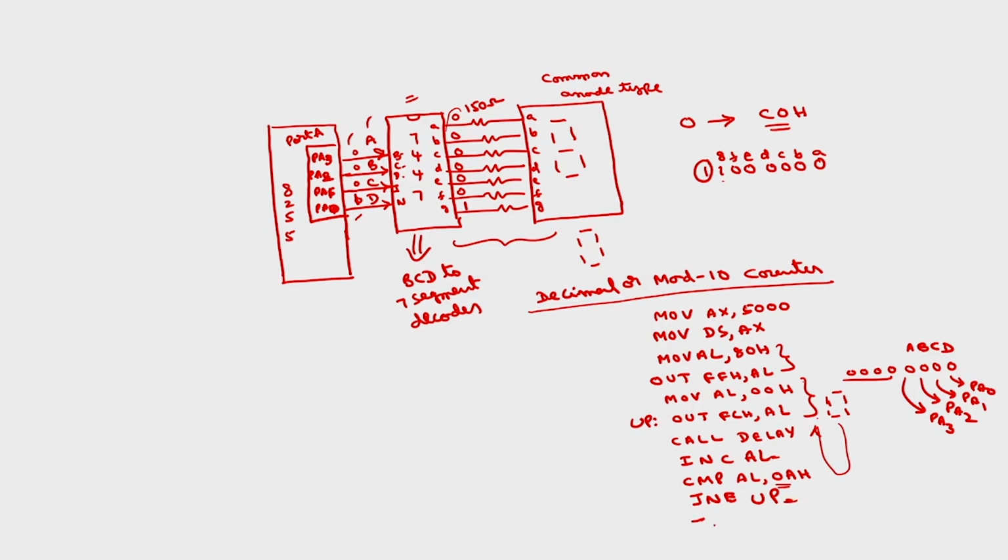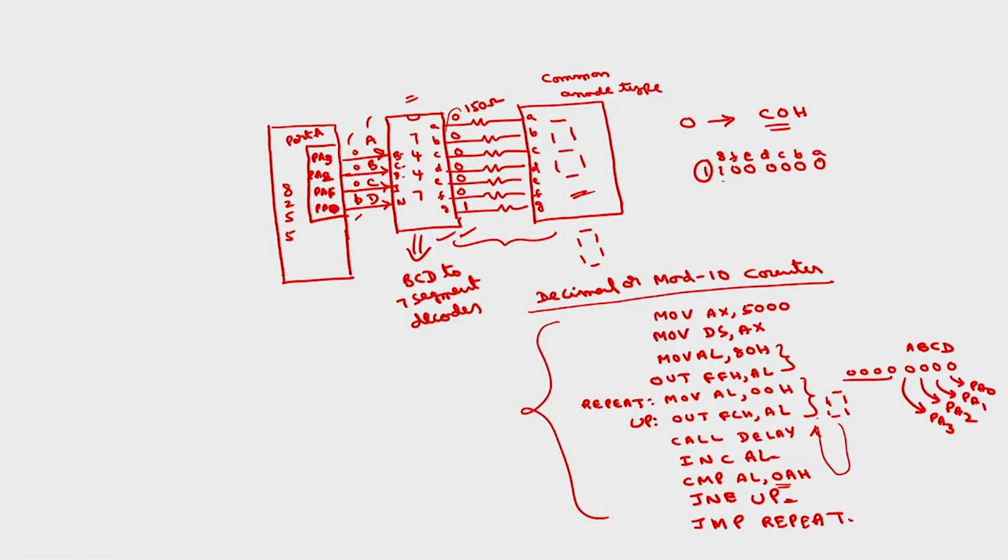So you have to write an unconditional jump to repeat. Where should this repeat be? Again you have to take AL with 00H. So this will continuously display 0 to 9 on this particular 7 segment display. This program is relatively simpler because we are using the BCD to 7 segment decoder.